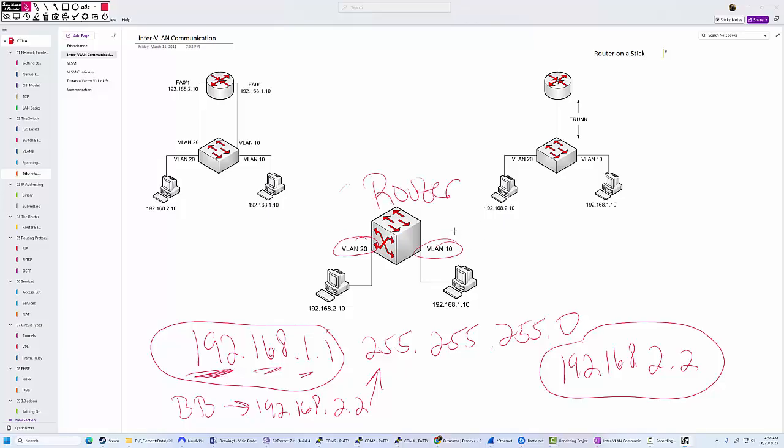Now, we haven't learned routers yet, okay? So that would be ridiculous to put that in there, all right? Because I haven't taught you routing yet.